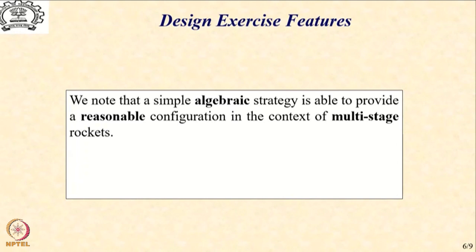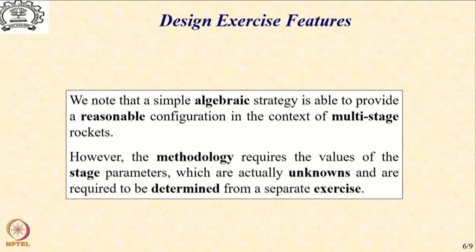Also note that the configuration is quite practical and realistic. The problem is that this requires the values of epsilons and pi's. Now, we have already said that epsilons are known from structural technologies, but pi's are the ones which we don't know, and those are the ones which we are supposed to generate. Only after we know the pi i's can the methodology that I have demonstrated be used to arrive at the actual mass configuration. So even before we can make use of these relations and the solution methodology, we have to talk about pi i's as the real unknowns which have to be determined from a different strategy.